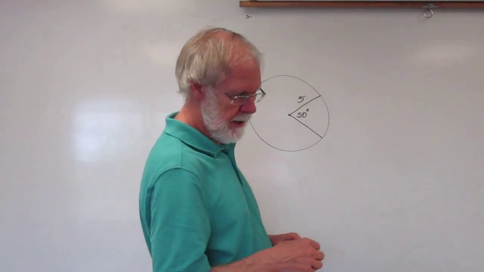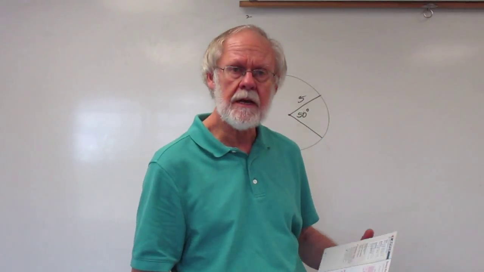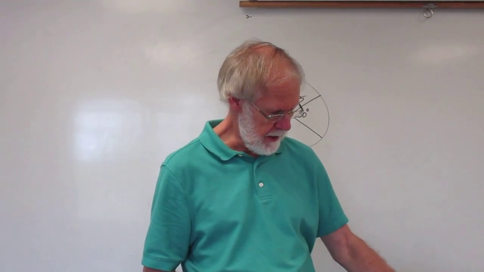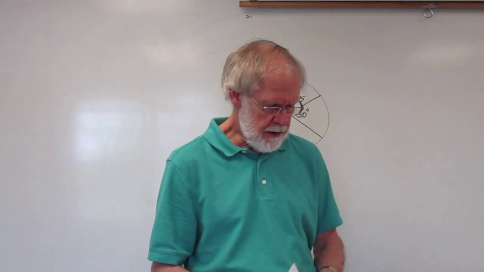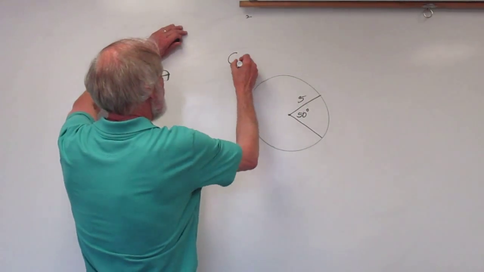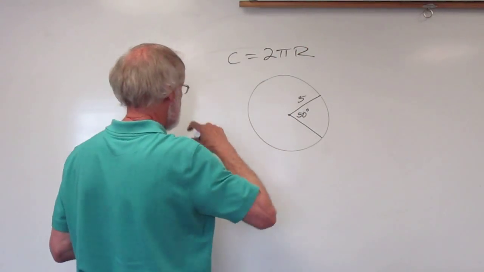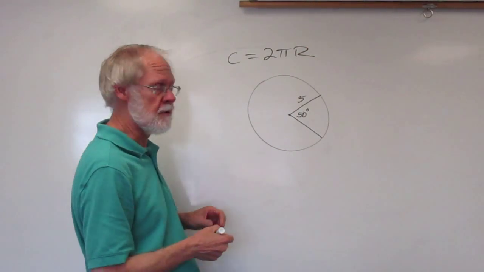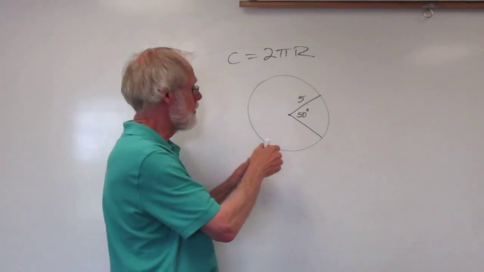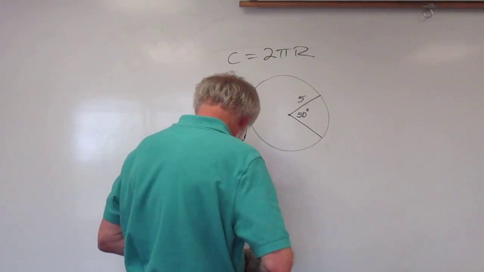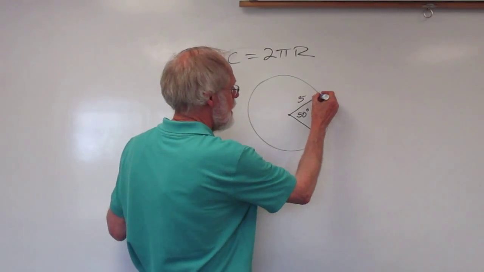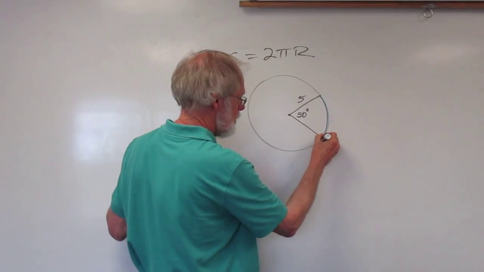Hi, I'm Mr. Orr, and today we are looking at arc length and areas of sectors. Now, you'll recall that the circumference of a circle is 2 pi r, where r is the radius. So here we have a circle, and we are interested in finding the length of this arc right here.